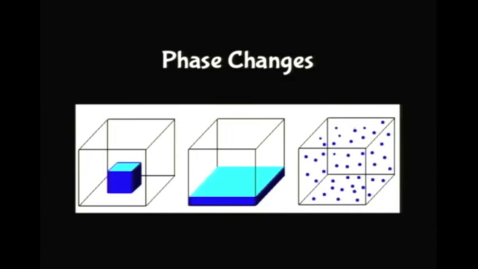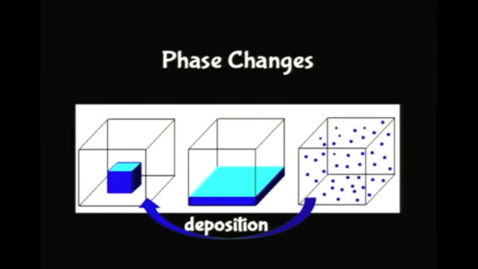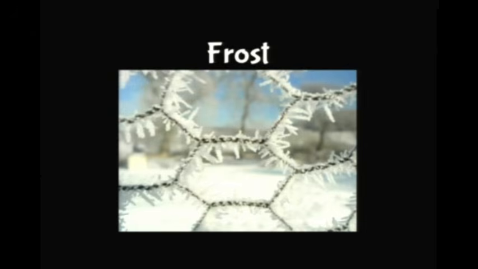We can go directly from a gas to a solid. Does anyone know what this is called? This is called deposition. We see deposition occurring most frequently during the winter as frost, and that's because when water vapor molecules bump into the cold metal or cold glass, they skip right over the liquid phase, and instead of condensing into a liquid, they deposit into a solid ice.